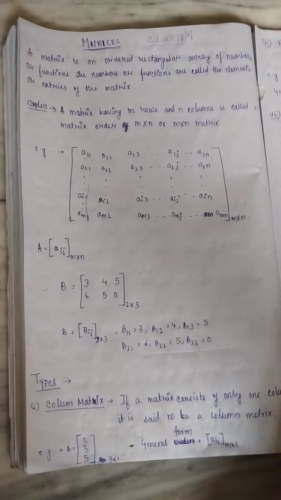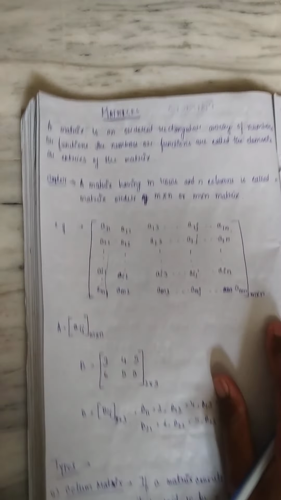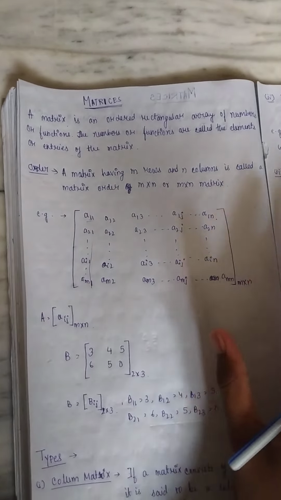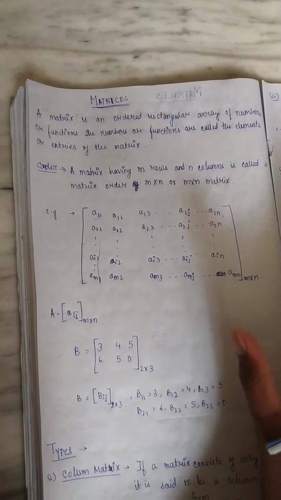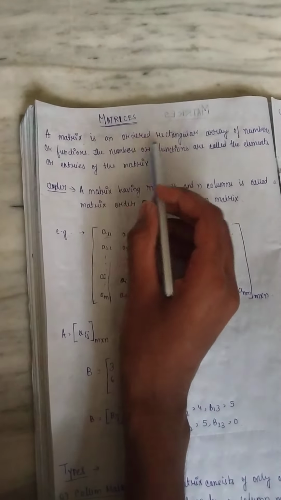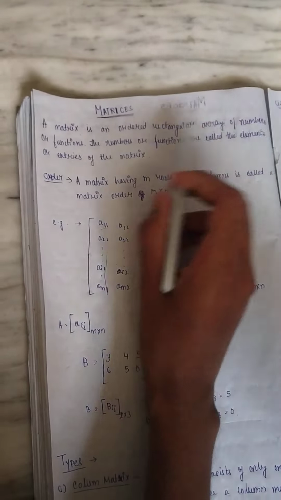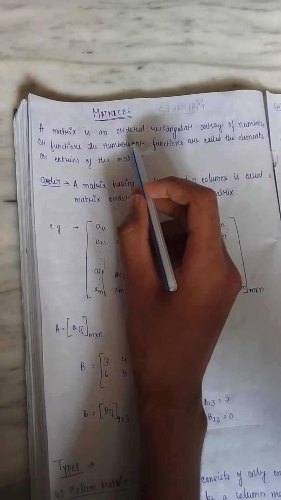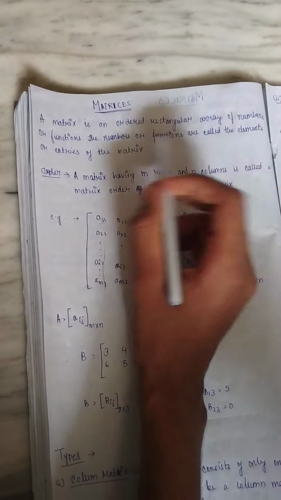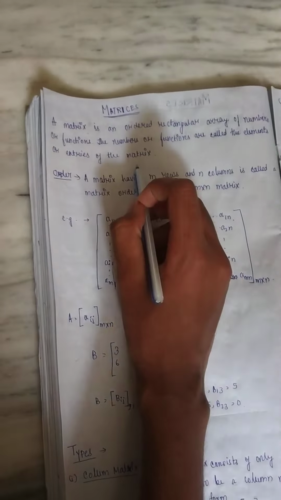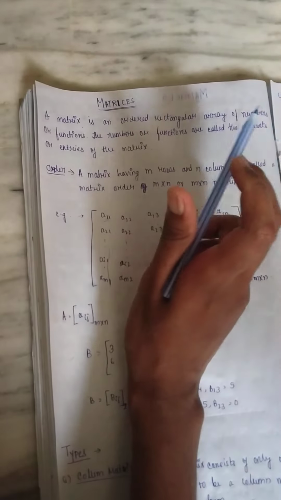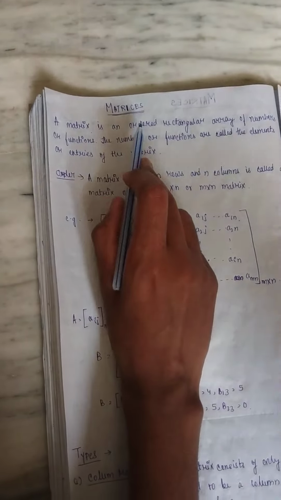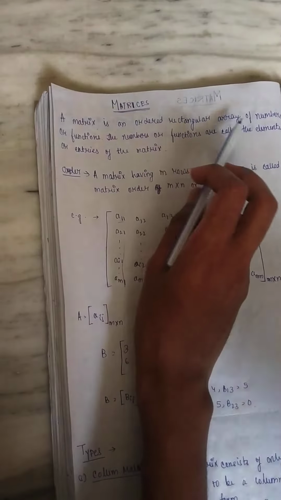Matrices. At first, what is a matrix? A matrix is defined as an ordered rectangular array of numbers or functions. The numbers or functions are called elements or entries of the matrix.